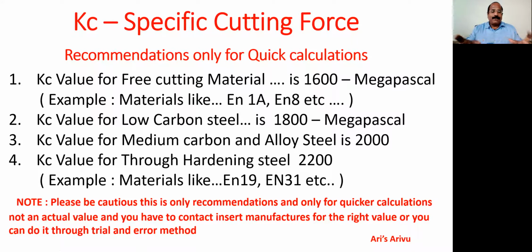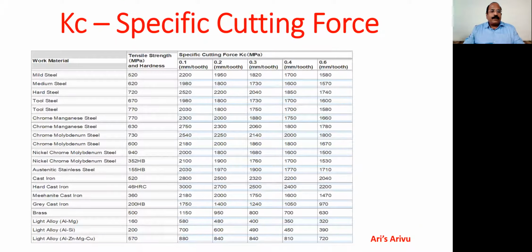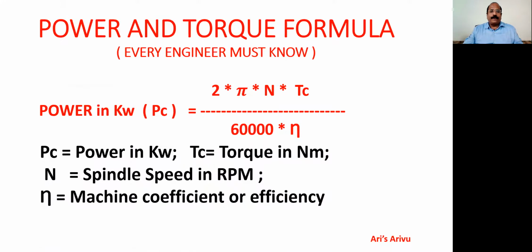I found it is more or less a very close value, which is sufficient for any shop floor calculation to understand the power and calculate the torque required. Now, this is how the cutting tool manufacturer gives the Kc value. You can see here, all the materials are listed, and then the corresponding tensile strength of the material, and for each type of feed, how much Kc value can be given. This much accuracy is not required. Whatever is recommended in the previous slide is sufficient for us to calculate and move forward.